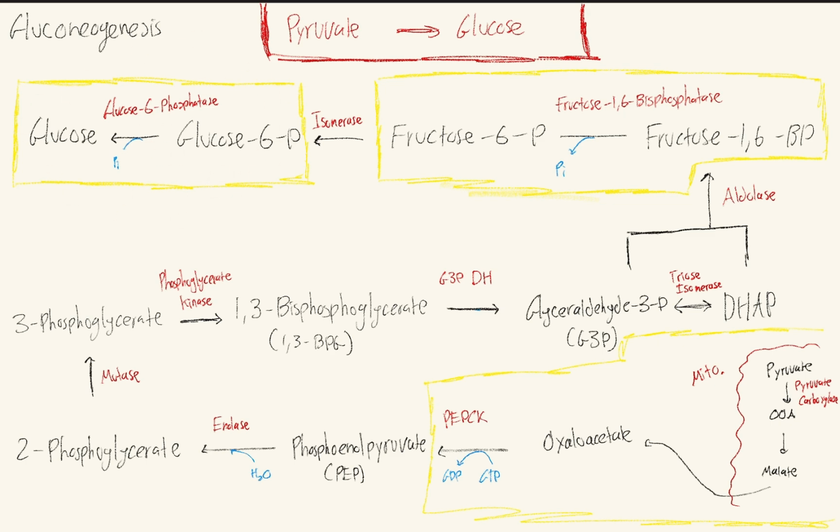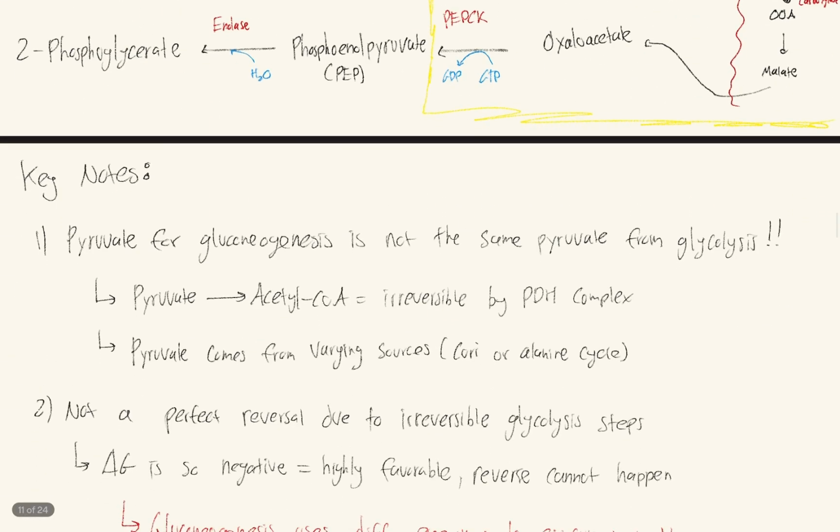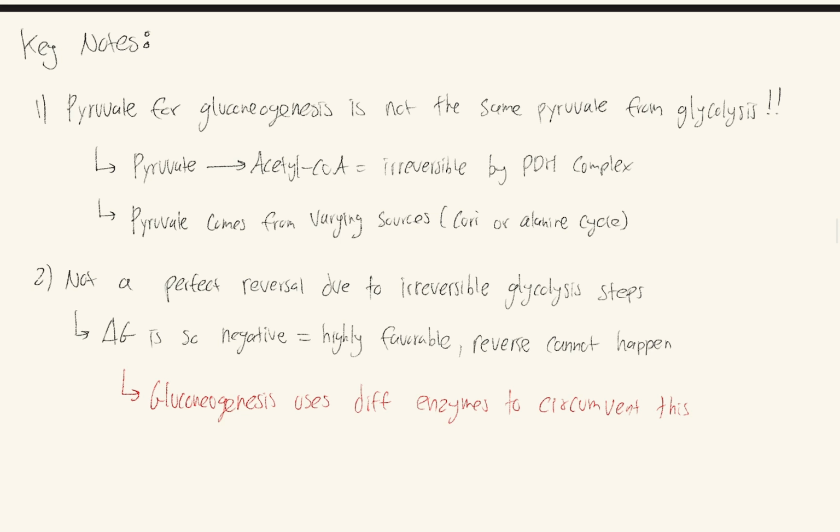Glucose 6-phosphate has to turn into glucose, and instead of hexokinase doing this, we're using glucose 6-phosphatase, and in the same way we release an inorganic phosphate, we are doing so here again. And so this is gluconeogenesis, very broadly speaking, but I would like to go into some key notes here.